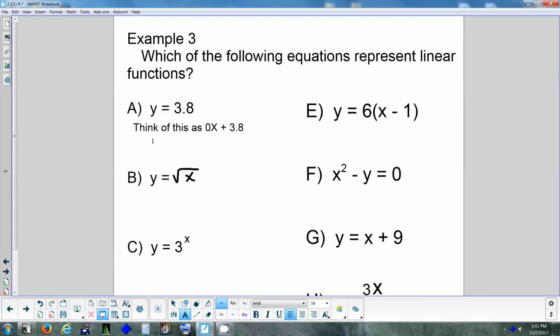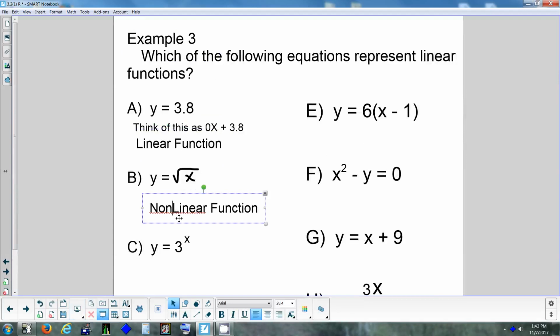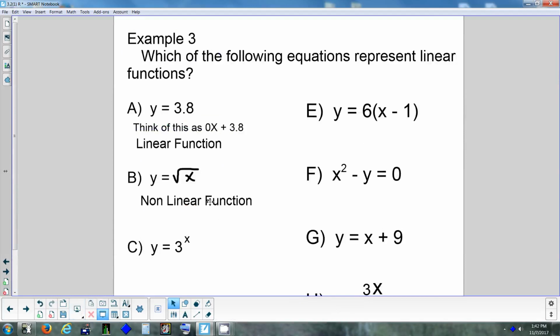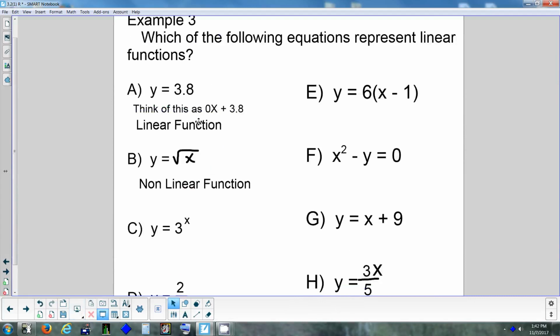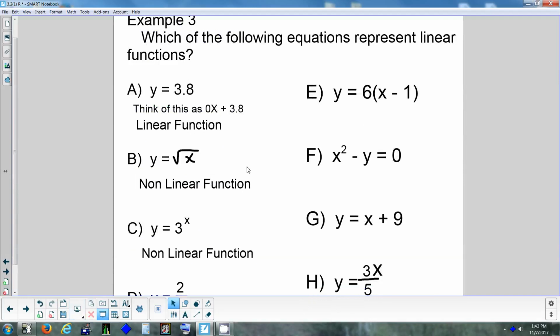Look at B. y equals the square root of x. Non-linear, right? We talked about that in our notes. If it has a variable as a square root, we can't have that. That's funky. We don't want that. So B will be non-linear. How about C? Is C going to be linear or non-linear? Non-linear. It's got a variable as the exponent. So C is going to be a non-linear function.